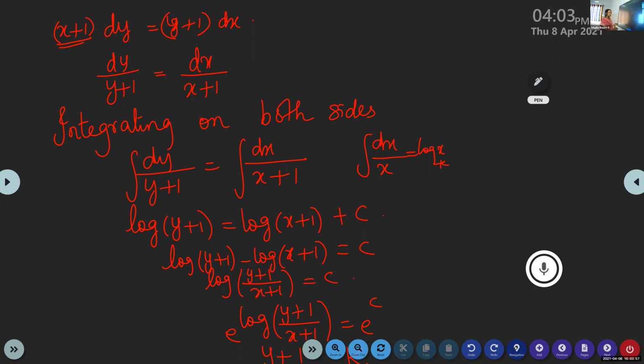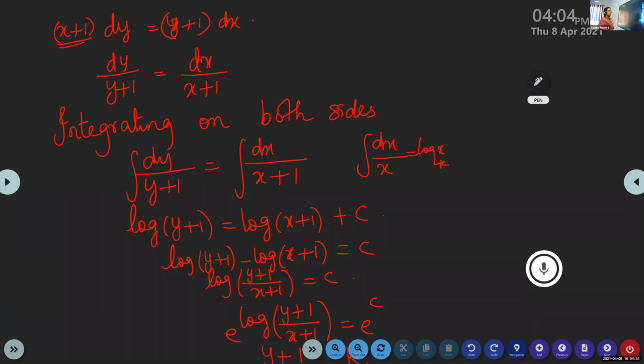After separating the variables, we integrate on both the sides. So integral of dy by y plus 1 is equal to integral of dx by x plus 1. What is integral of dy by y plus 1? Log of y plus 1 is equal to log of x plus 1 plus c. Now bring all the log terms to one side. Log a minus log b is log a by b. So we are writing this as log of y plus 1 by x plus 1 is equal to c.